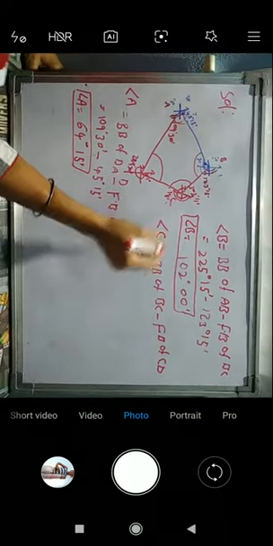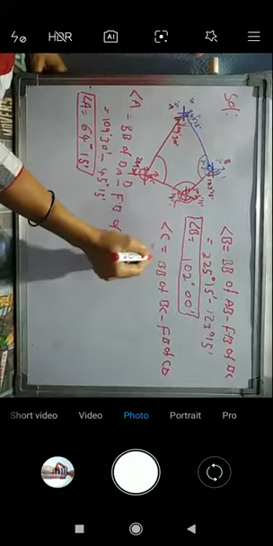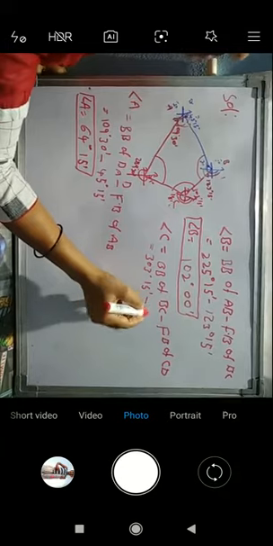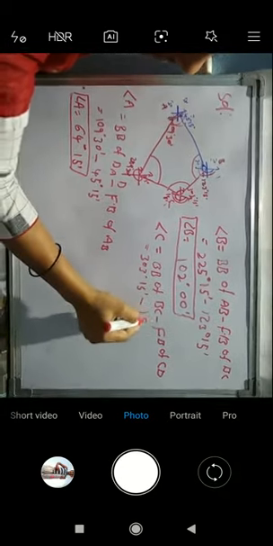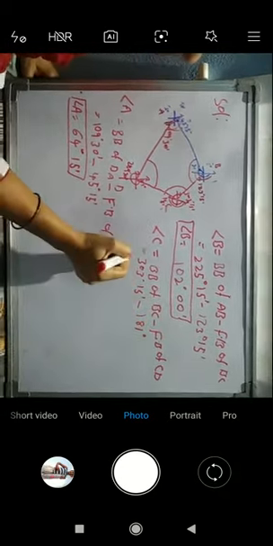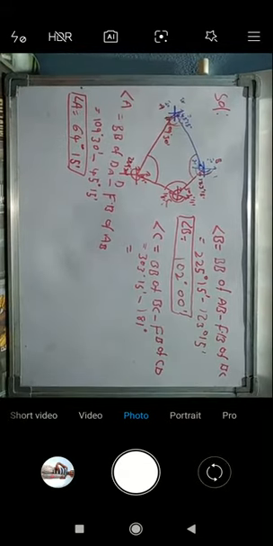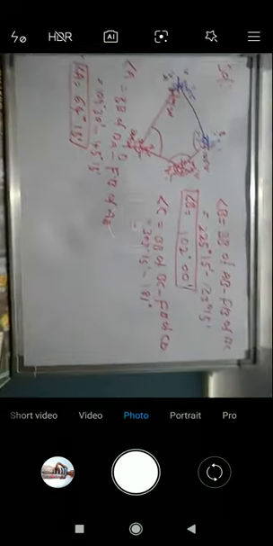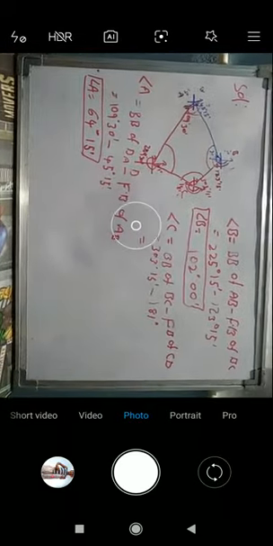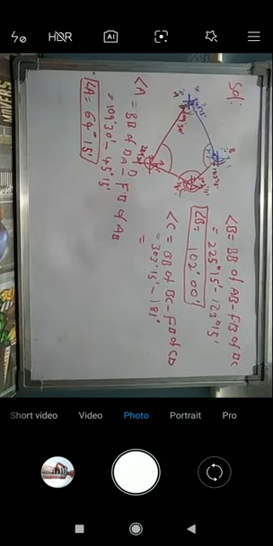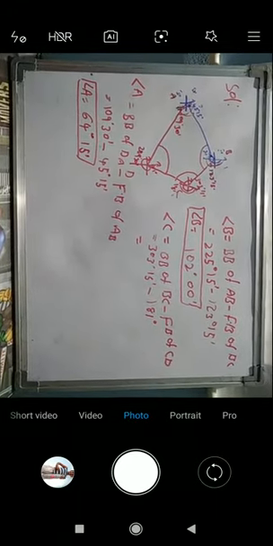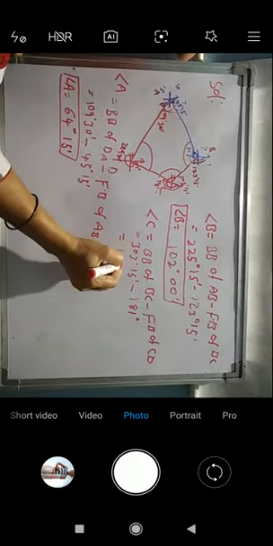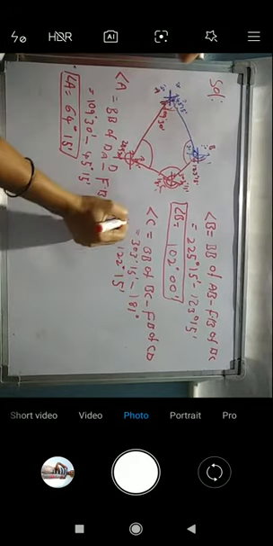So how much is the back bearing of BC? 303 degrees 15 minutes minus 181 degrees. 303 degrees 15 minutes minus 101 degrees. So that is 122 degrees 15 minutes, angle C.